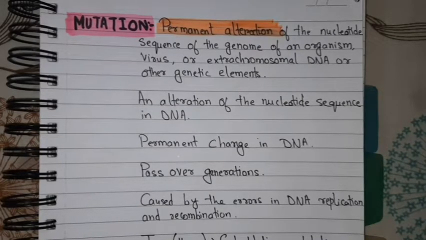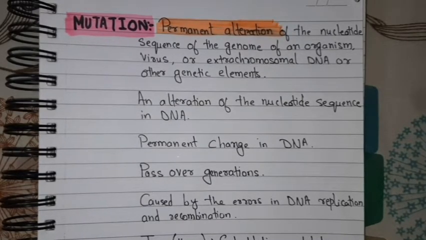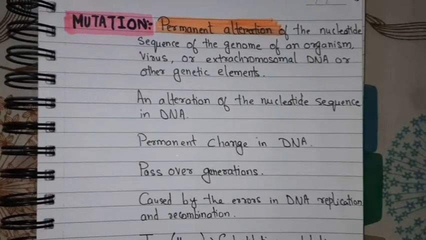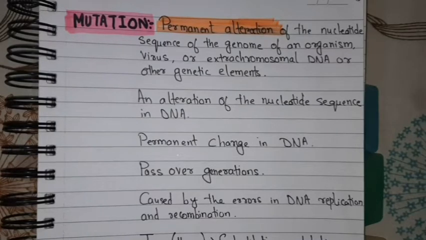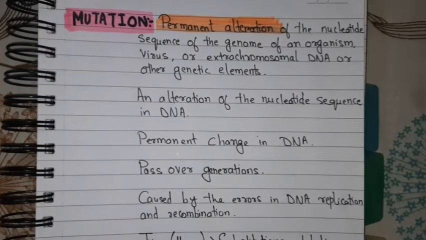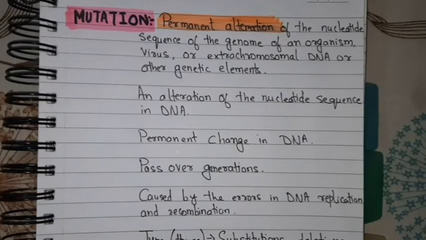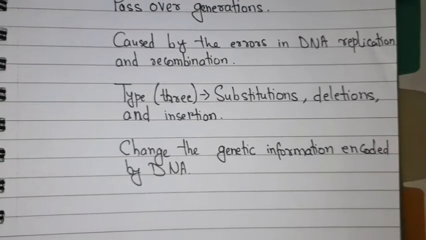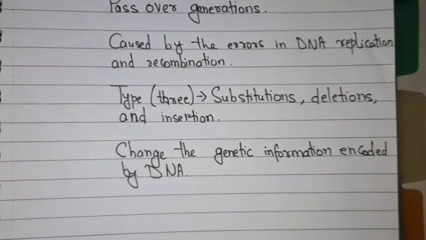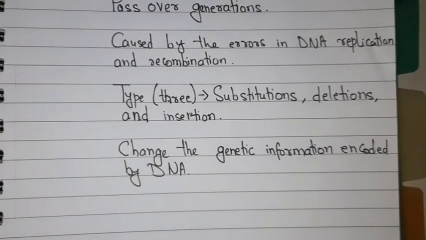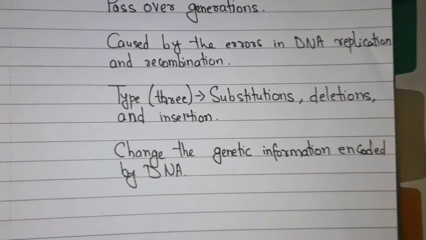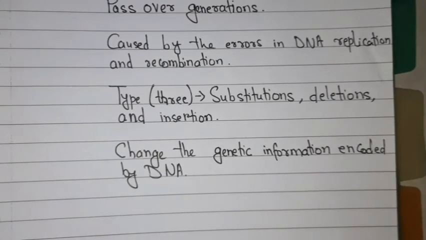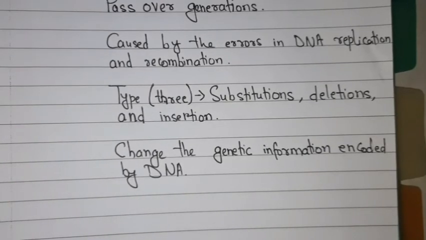So these are caused by errors in DNA replication and recombination. Sometimes DNA possesses some errors, and due to this, these mutations are seen. Even these have their types, and those are substitution, deletion, and insertion. And what does this do? This changes the genetic information encoded by the DNA. So change does happen here during mutation.